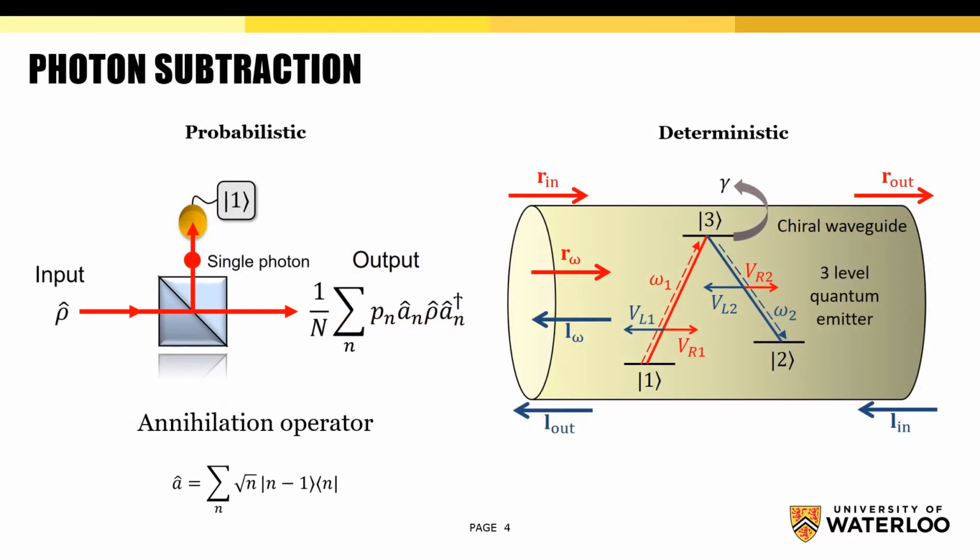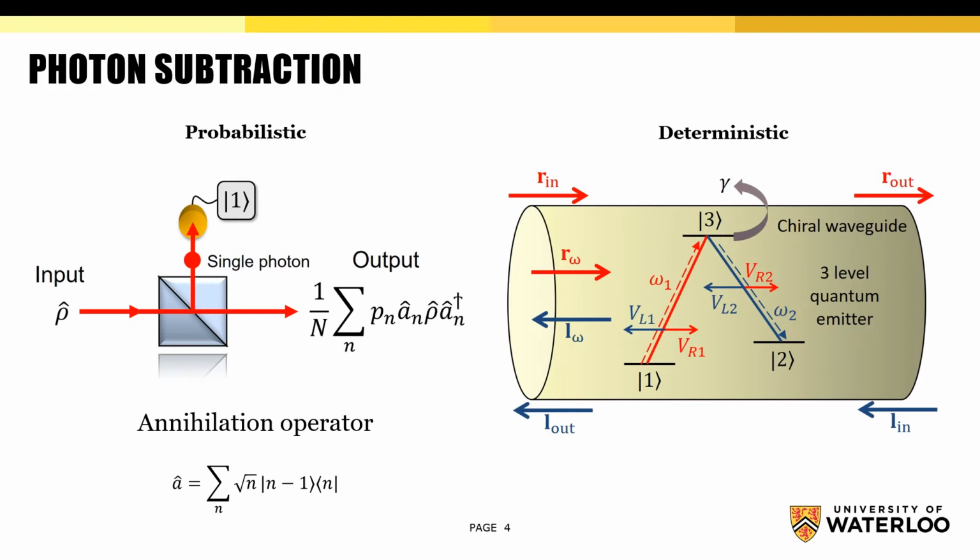The usual single photon subtraction method using a beam splitter is analogous to the application of the annihilation operator on an incoming field, which subtracts photons in a probabilistic fashion with low probabilities of a successful single photon subtraction. We propose deterministic single photon subtraction using a 3-level quantum emitter coupled with a chiral waveguide.